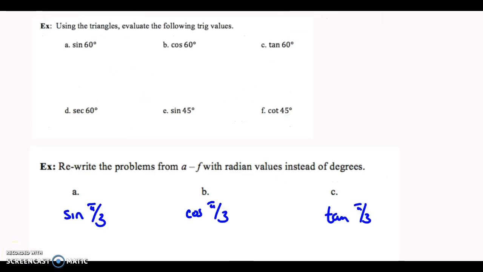Okay, so now your next task is going to be to take what we just did and write them in radian notation. And you can see I already have the first 3 here to demonstrate for you. I'm going to write D, E, and F in radians as well. And then pause it and resume the video when you're ready to go.